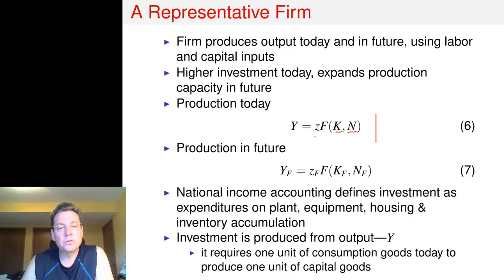Of course, there's going to be a total factor productivity shock that hits this production function. And then their choice of investment today is going to feed into how much capital they have in the future. They combine that capital then with their demand for labor in the future and with the total factor productivity that occurs, and that produces output in the future.